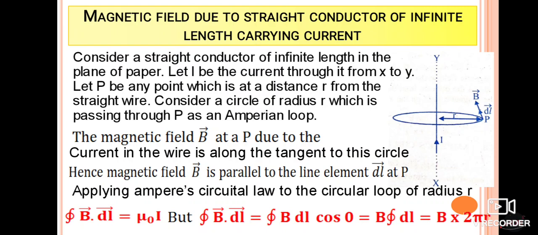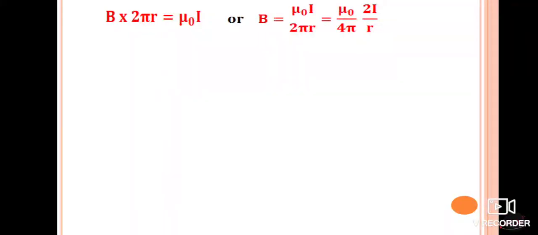Therefore we get B into, since B is constant over the entire circular loop, the line integral of dl, and this line integral of dl is taken over the entire circular loop. Therefore B into the integral of dl, which is equal to 2 pi r. Therefore B into dl is B into 2 pi r, and that must be equal to mu naught times the current I.